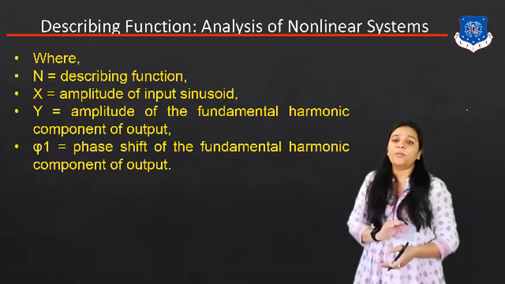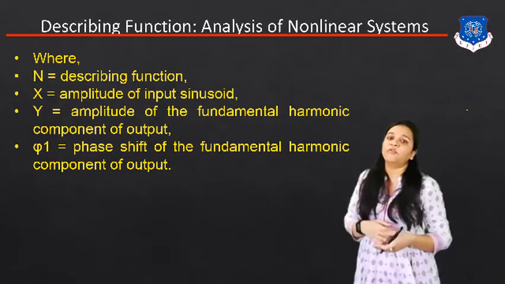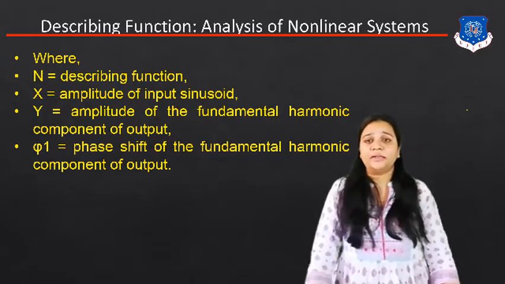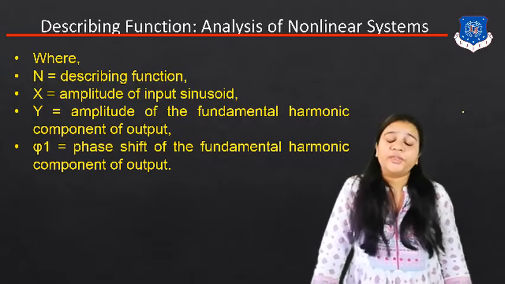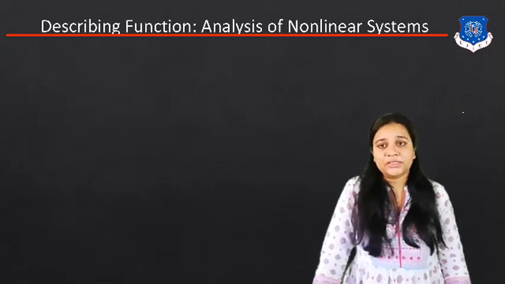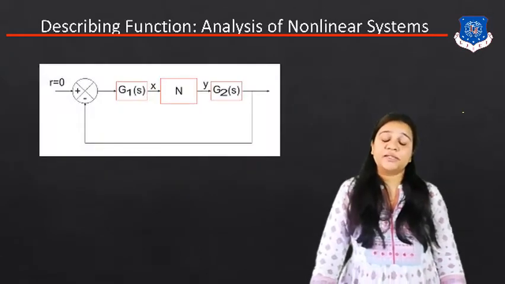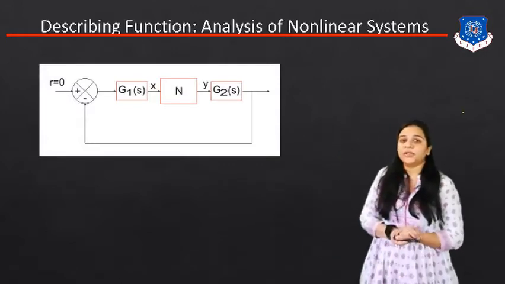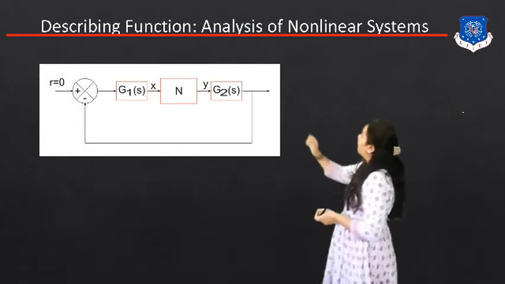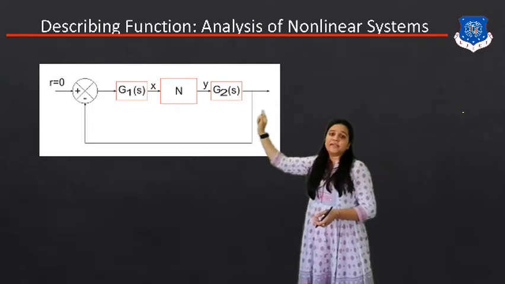If we know the values of X, Y1 and phi 1, we can easily find the describing function of any type of nonlinear system. Okay, so this is the block diagram of the describing function. Here we take the input r equal to 0.